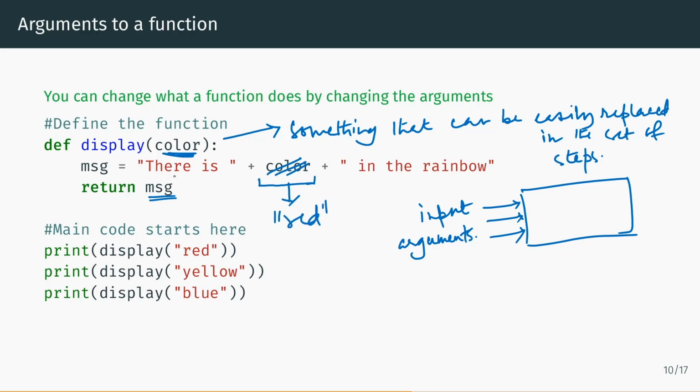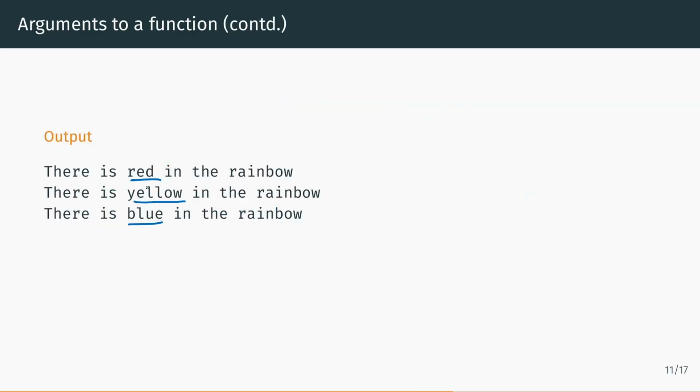And essentially you have a concatenation of 3 strings. There is red in the rainbow, right? And that's what your output is, right? And again, the output would be in the same order in which you called your functions, right? So the first thing would be red, the second would be yellow, the third would be blue, right? So that is the output of this function, okay?